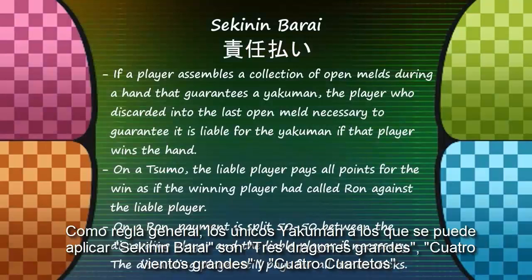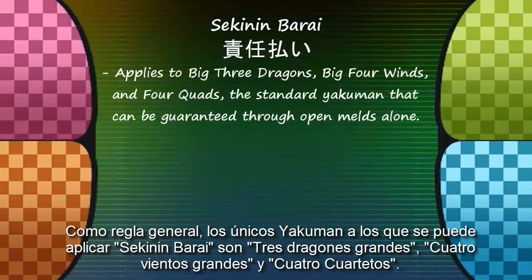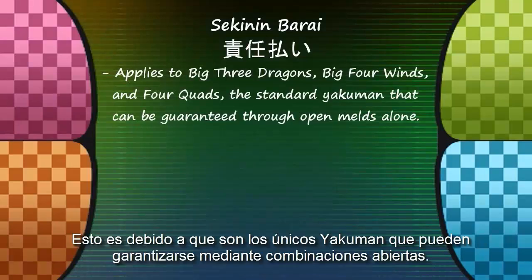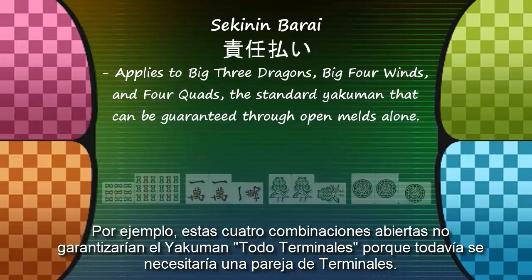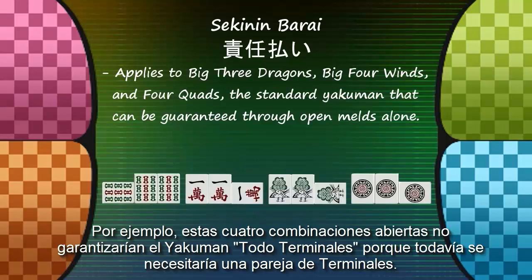As a general rule, the only Yakuman hands that Sekinin Barai may be applied to are Big Three Dragons, Big Four Winds, and Four Quads. This is because they are the only Yakuman that can be guaranteed through open melds alone. For all other Yakuman that allow open melds, the Yakuman would still not be guaranteed after the formation of the 4th open meld because the hand's pair has yet to be decided. For example, opening these 4 sets of terminal tiles is not enough to guarantee you the All Terminals Yakuman, because you still need one more pair of terminal tiles to qualify for the hand.